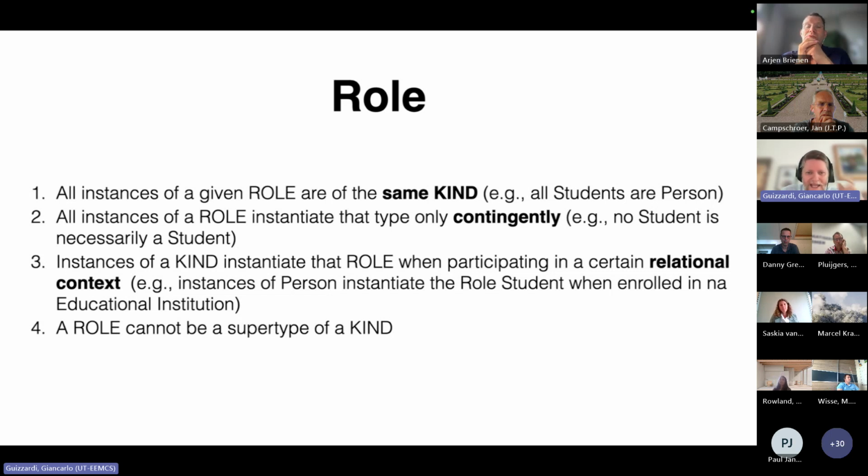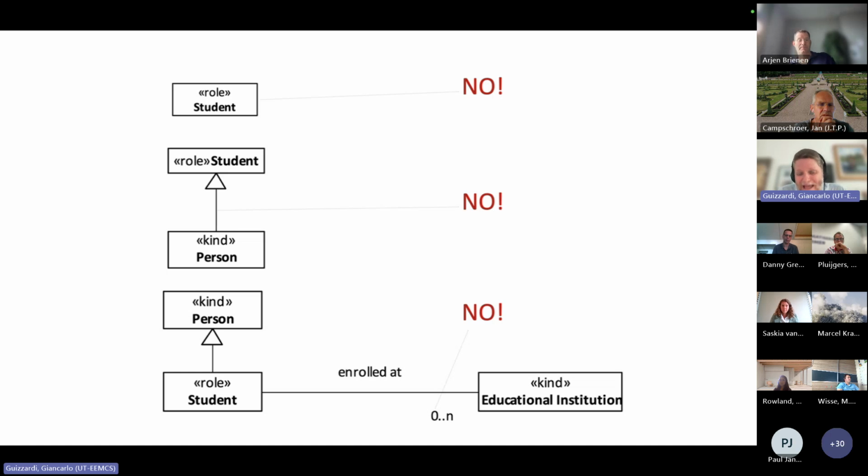person and organization. Now, given these constraints, I can put them as grammatical constraints in the language, so that these models, for example, are grammatically incorrect. You cannot have a free floating role. You cannot have a role as a supertype of a kind. You cannot have a role without this relational condition. So you cannot say that students are enrolled in zero to many education institutions, because being enrolled in an education institution is part of the very definition of what a student is.